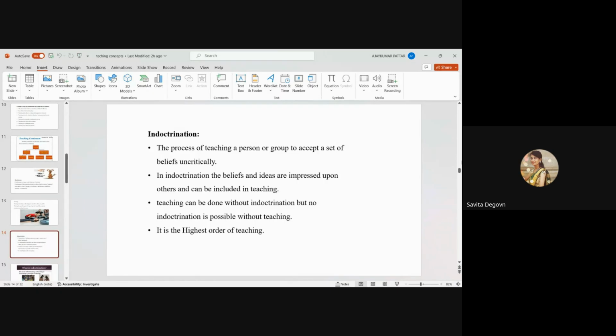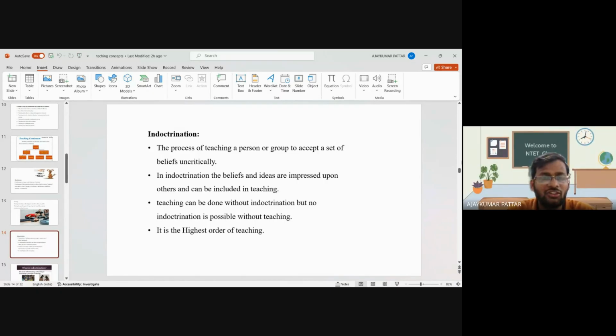So when we call it indoctrination, it is the process of teaching a person or group to accept a set of beliefs uncritically. If you are teaching a person or a group, your thoughts are accepted by that person or group uncritically. Whatever you say, they believe. That is indoctrination. The beliefs and ideas are impressed upon others.